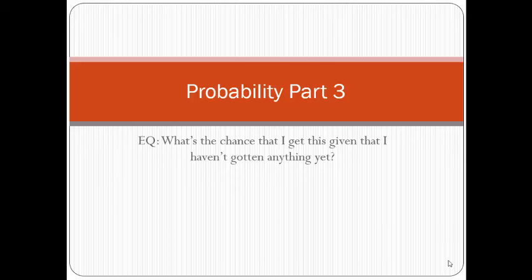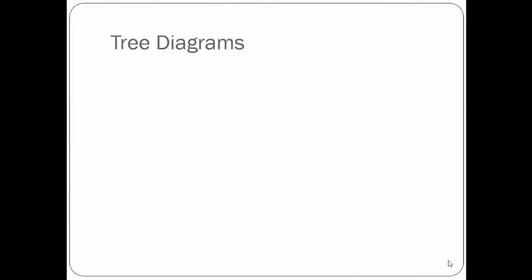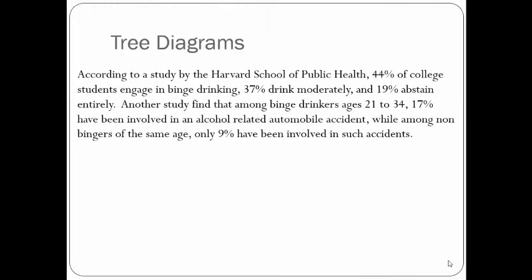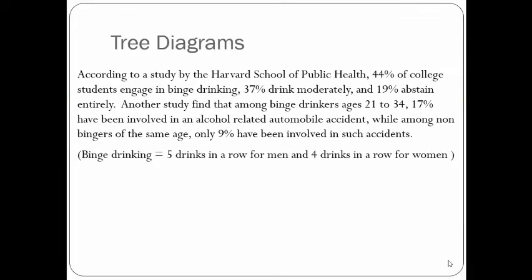Here we'll look at one more way to organize our data when we're doing some of these probability problems. So here's a study that was put out by the Harvard School of Public Health. 44% of college students were classified as binge drinkers, which would be 5 in a row for men, 4 in a row for women. 37% said they drank moderately, and 19% did not drink at all.